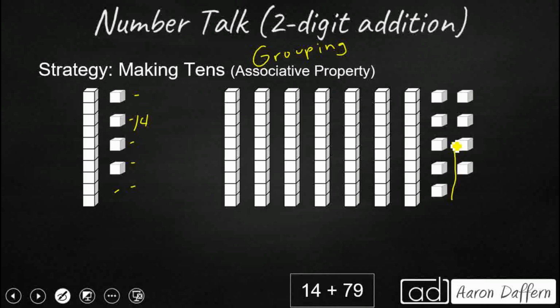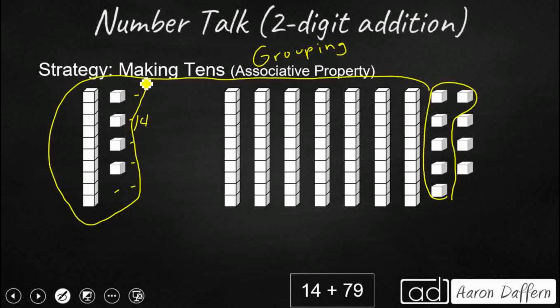So I'm going to take 6 from my second addend right here, and I'm going to add it together with my 14. So instead of 14 plus 79, what I'm going to do is reimagine that 79 in two chunks. First, the 6 that I need to make that 14 up into a 20, and then whatever's left over, and that's going to get me 73.